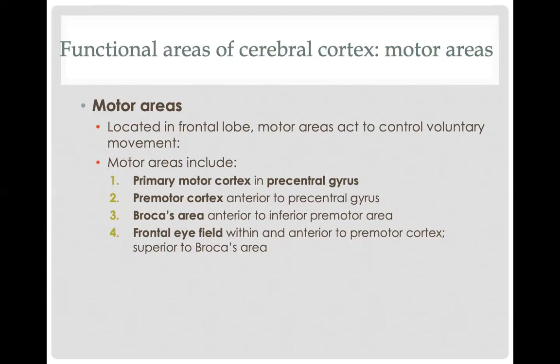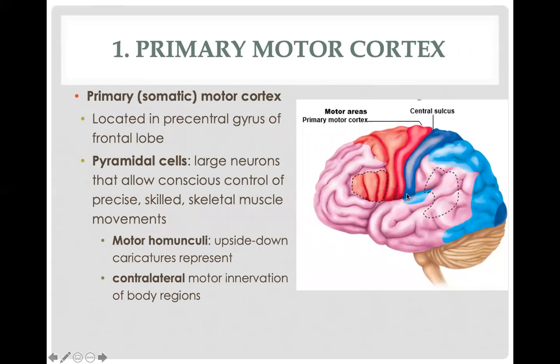The primary motor cortex is an area associated with your voluntary movement of skeletal muscle. The area that carries out these movements is your precentral gyrus. Recall your precentral gyrus is the area immediately in front of your central sulcus as part of the frontal lobe. So right here, this ruby red color that you have, that's your primary motor cortex, or somatic motor cortex, moving your skeletal muscle.